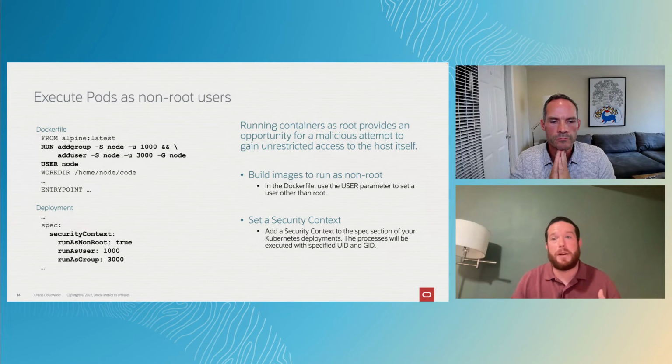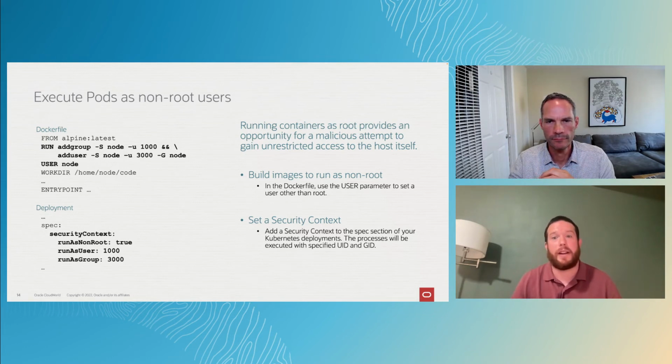The first step is to build your container in a manner that the process is executing as a non-root user. In the Dockerfile example to the left, we see the run command. This executes two Linux commands, addgroup and adduser. These commands will create your user and group named node with non-root UIDs of 1,000 and 3,000. Next, within this Dockerfile, we can set the user to be node. This tells the container that we are expecting this process to be executed as the node user.